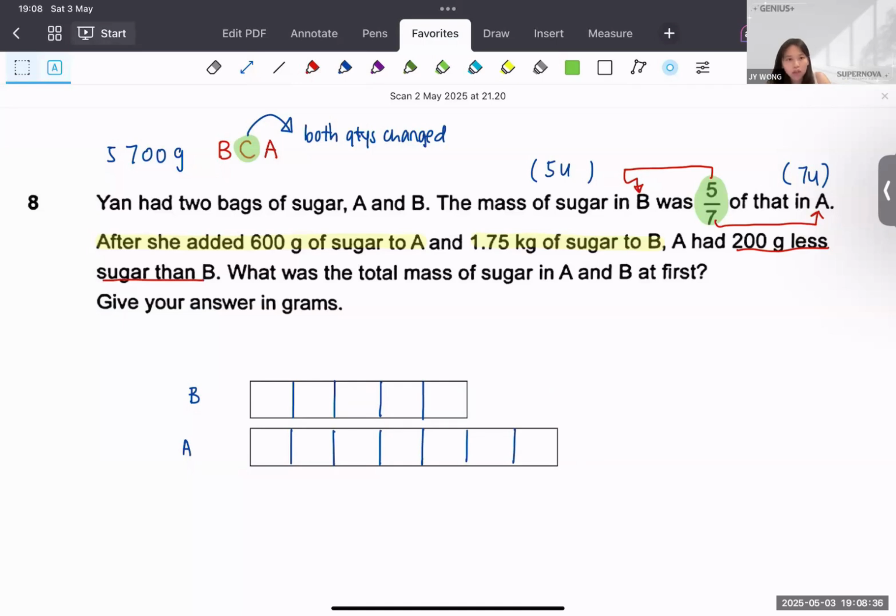Then she added 600 grams of sugar to A and 1.75 kg to B. So what I'm going to do here is A plus 600 grams, B plus 1.75 kg. I want to split this up. How? So I want to make 1.75 kg become grams first. What is 1.75 kg in grams? Can you all type in the chat?